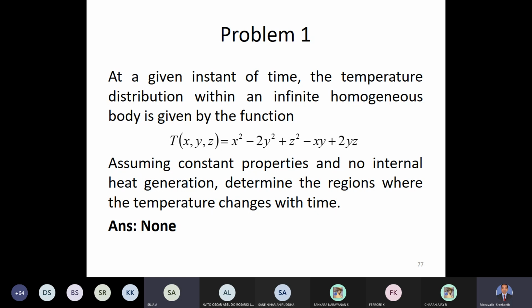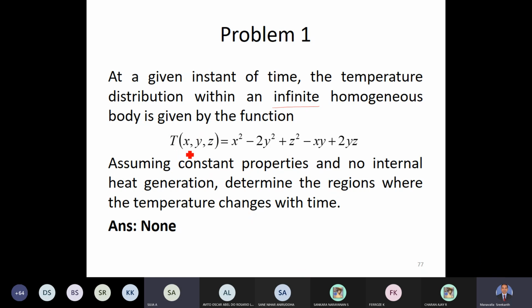At a given instant of time, the temperature distribution within an infinite homogeneous body is given by the function. This word infinite has a heat transfer meaning. So don't go by the English meaning, the literal meaning, it has a heat transfer meaning, which we will see in the next module. Okay. So as of now, don't bother about this word infinite. Homogeneous body means having the same material throughout. That is given. The temperature distribution is given.